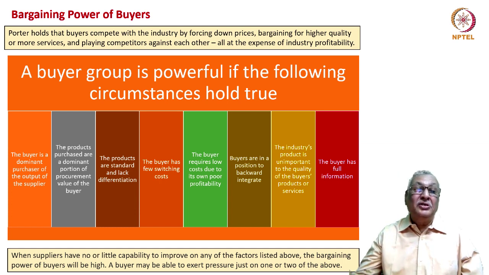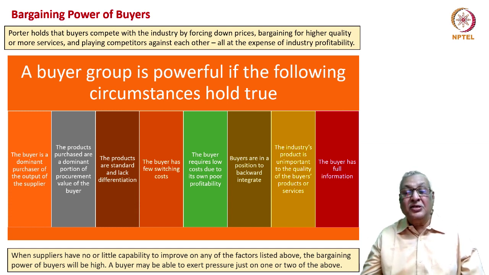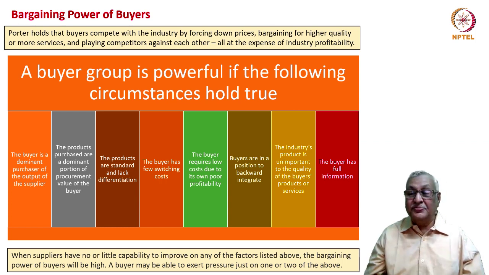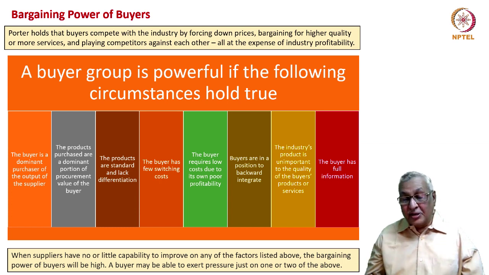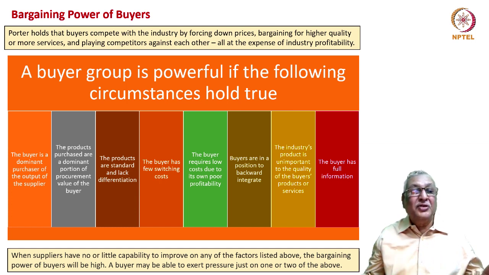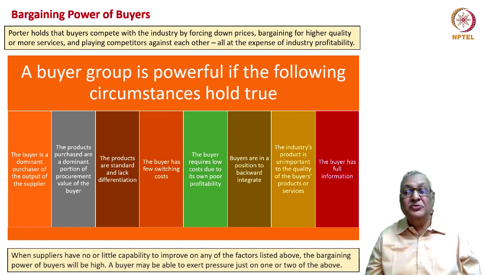Buyers have the ability to integrate backwards. That is, if the supplier is not playing ball, then the buyer may say that I would myself produce or encourage another company to produce with my investment, in which case the buyer group enhances its power. If the product that is offered by the industry is of little relevance to the buyer group, then also the buyer group has high power. And if the buyer is one who has dominated the industry for long and therefore knows it thoroughly, then the buyer is likely to have all the information at its fingertips. Then also the buyer group becomes very powerful.